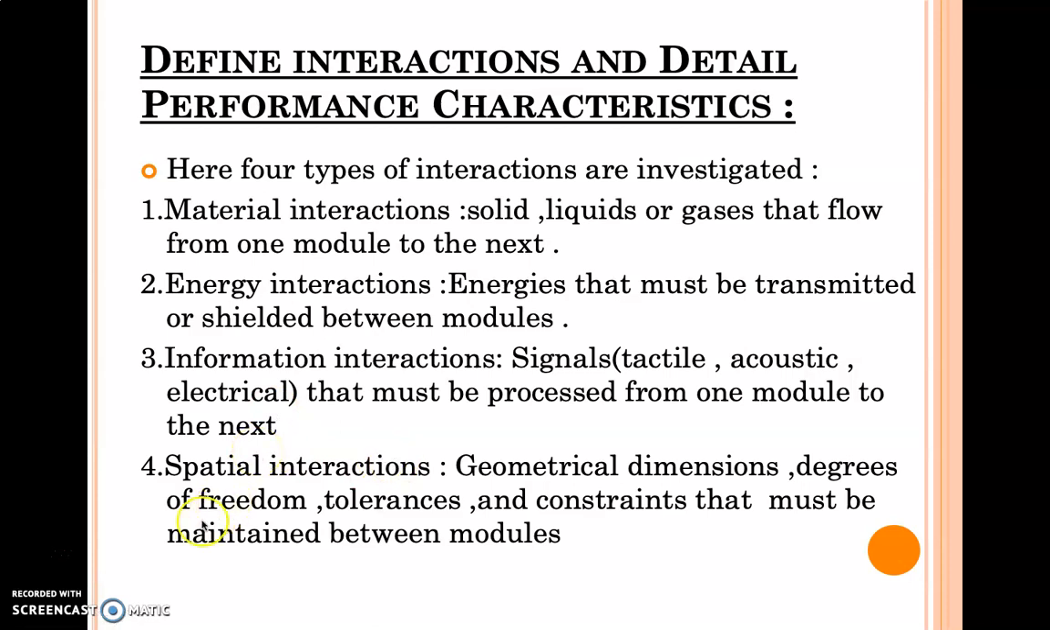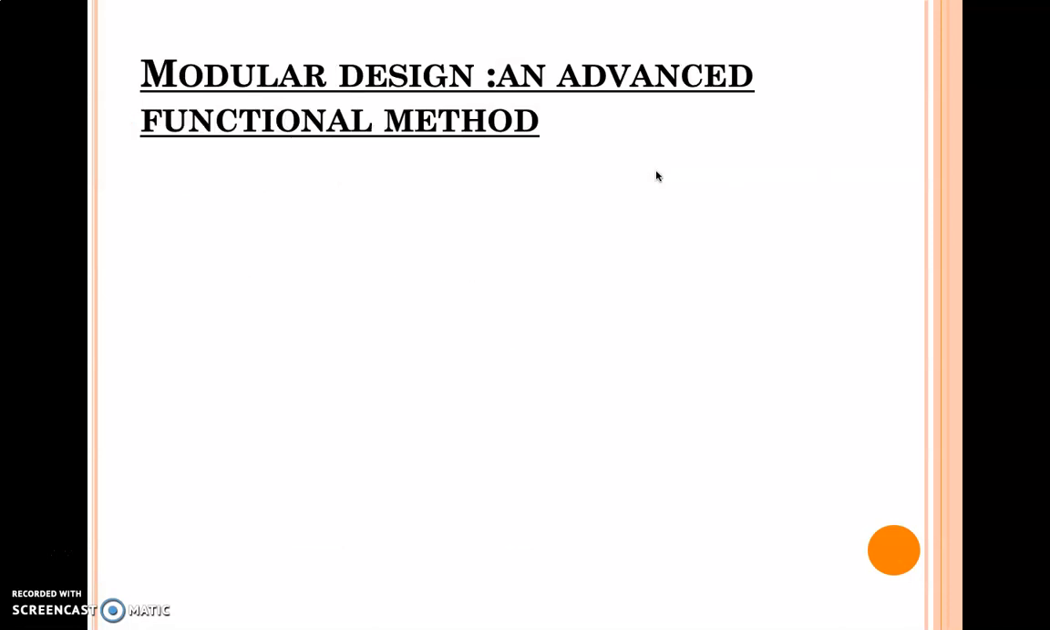Next is spatial interaction. Spatial interactions are geometrical dimensions, degrees of freedom, tolerances and constraints that must be maintained between the modules. So these are the things you have to look after from the point of view of interaction between the modules, or the elements in the modules or module chunks.